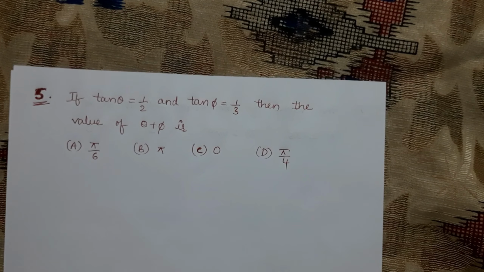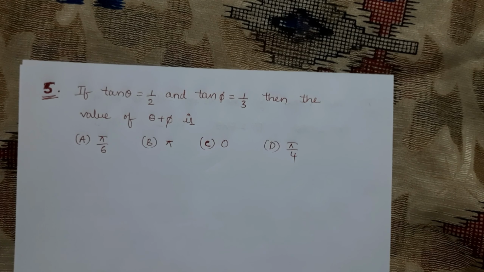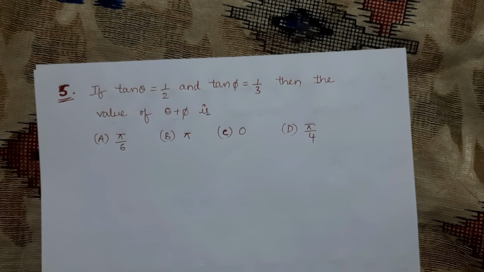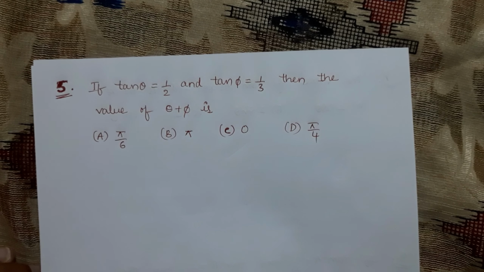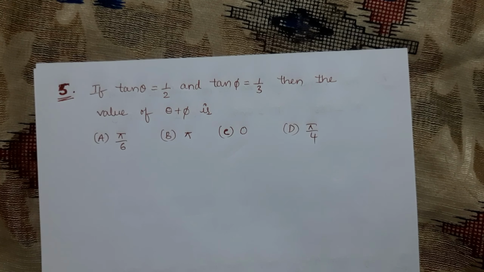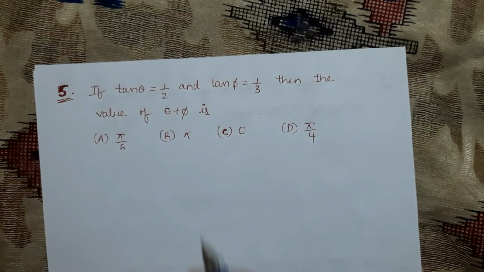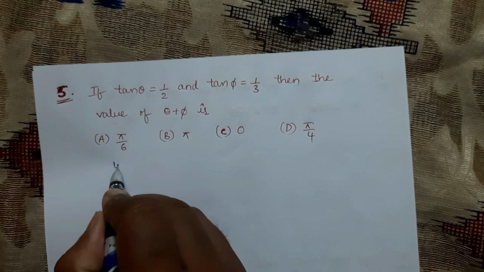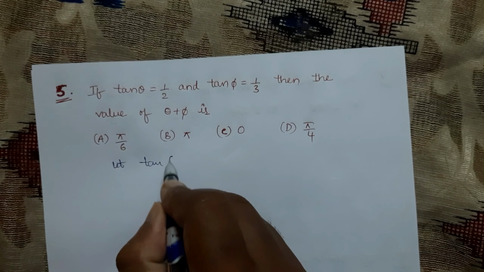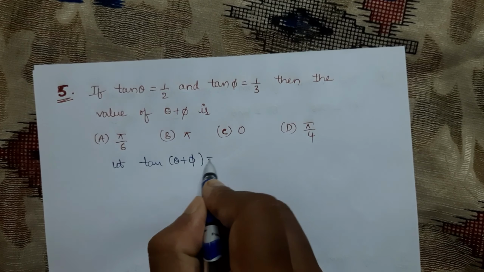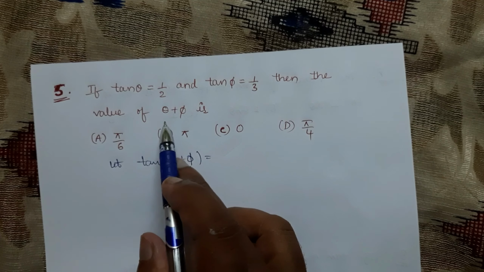Next, question number 5. If tan theta is equal to 1 by 2 and tan phi is equal to 1 by 3, then find the value of theta plus phi. These types of problems we can easily solve by applying tan. So let's consider tan of theta plus phi, because they are asking for theta plus phi.